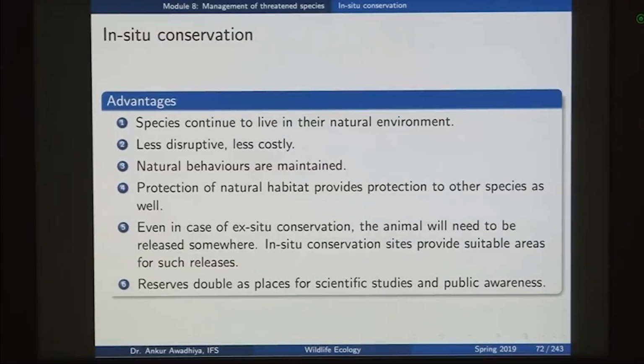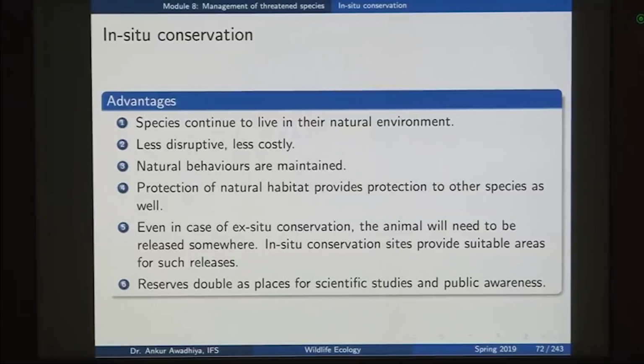Also, natural behaviors are maintained. If you have tigers that are living in wild conditions, the cubs that are born will be trained by their mothers on how to hunt. They will remember and learn these processes of hunting, whereas if you are keeping a tiger in a zoo, a tiger will very easily forget how to hunt, because it is getting food in a pre-made format. So, the animal is already killed and probably already cleaned before giving it to the tiger. So, it will lose its natural behaviors very easily.